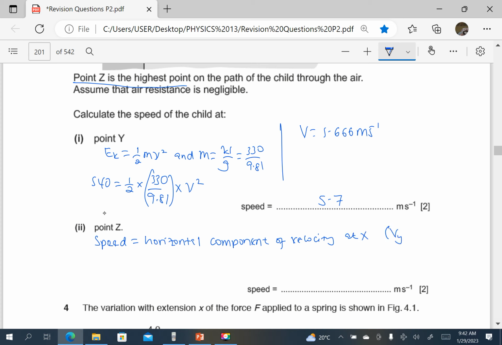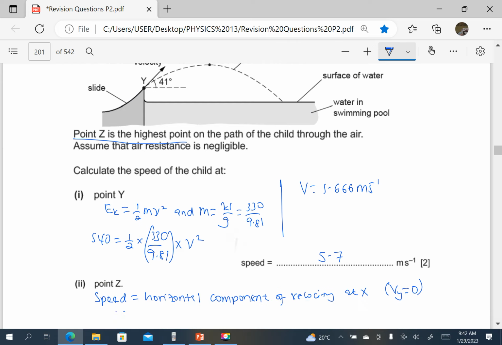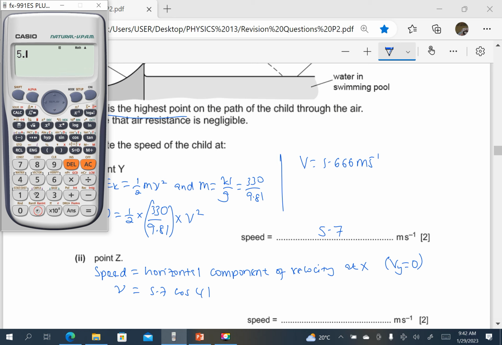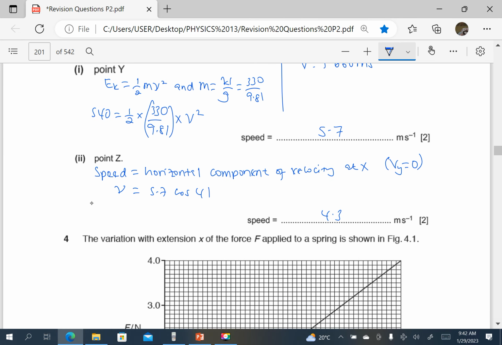Remember, the velocity in the Y is 0 at the highest point. We want V in the X. So speed in the X is going to be equal to 5.7. When I resolve 5.7 to the horizontal, that will be 5.7 cos 41. That gives us 4.3. So the speed is 4.3. Remember, the velocity in the horizontal does not change because there is no resultant force in the horizontal. The only force acting is the force due to gravity, which acts in the vertical.